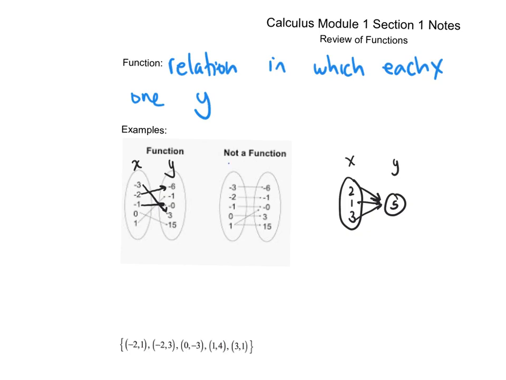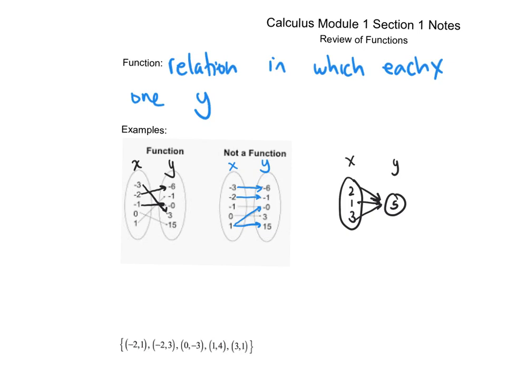The second mapping is not a function because if you look at x and y, negative 3 goes to negative 6, that's fine. Negative 2 goes to negative 1. The problem here is 1, because 1 goes to 0 and 1 goes to 15. So you have two y values for a single x value. That makes it not a function.